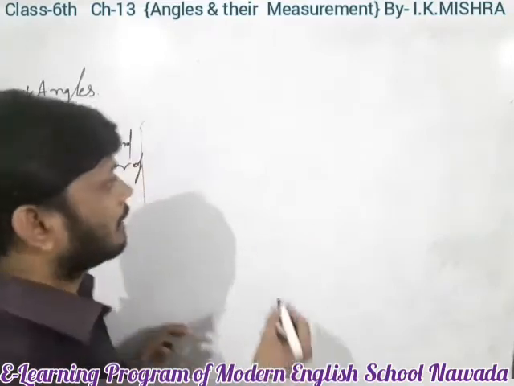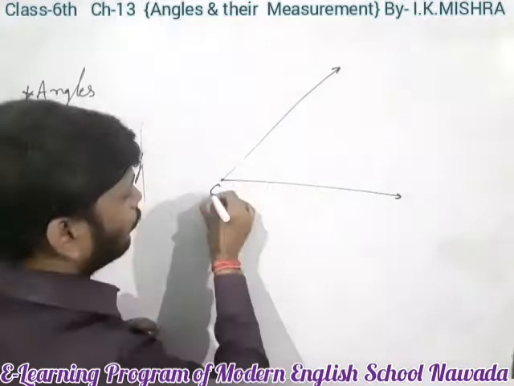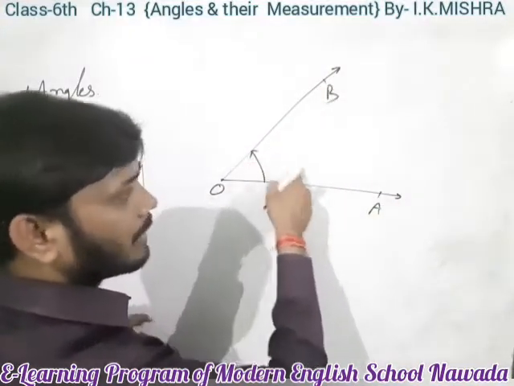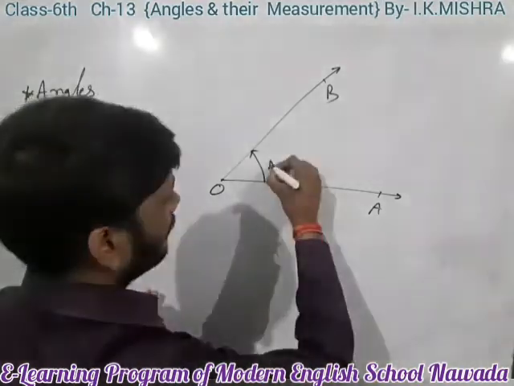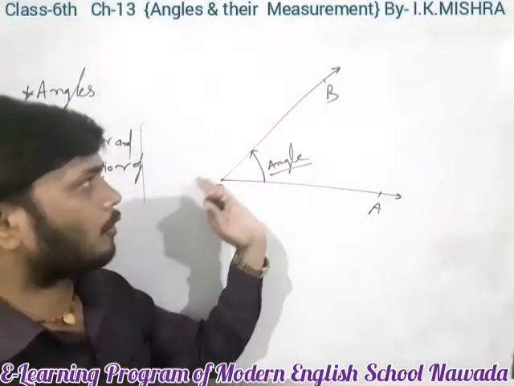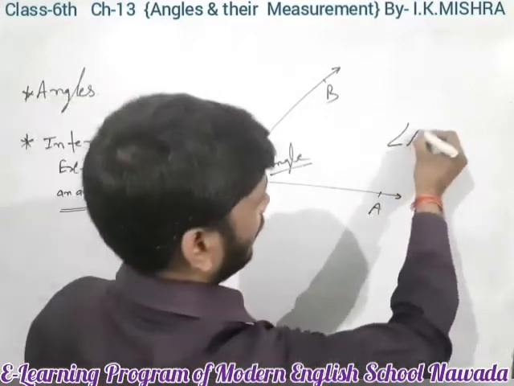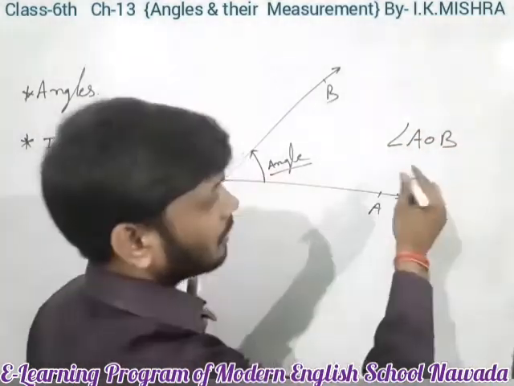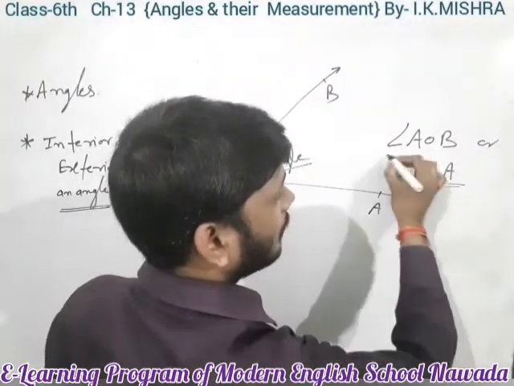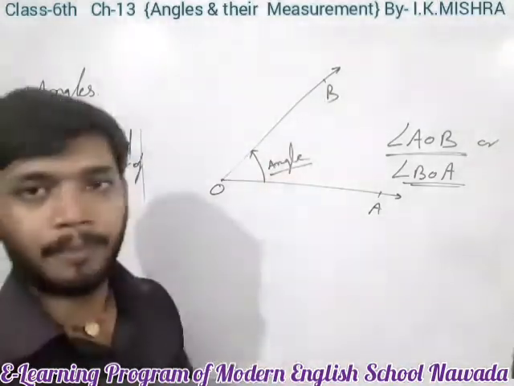Students, here I write an angle. Here O, A and B. Students, it's an angle. Here its arms are OA and OB, and how will you write its name? Angle AOB, or you can write angle BOA. Any one name you can write here. Angle AOB or angle BOA.